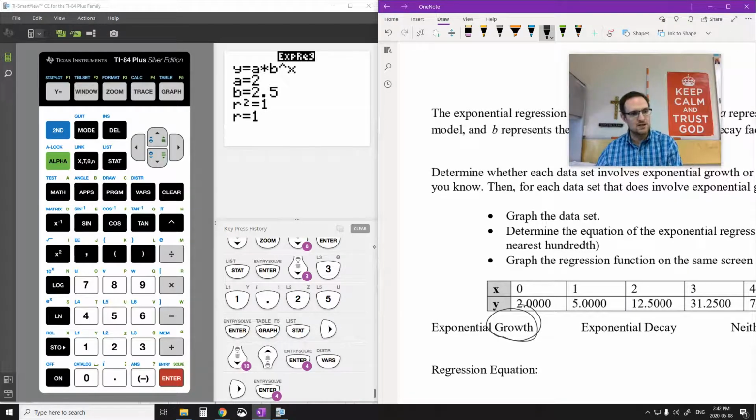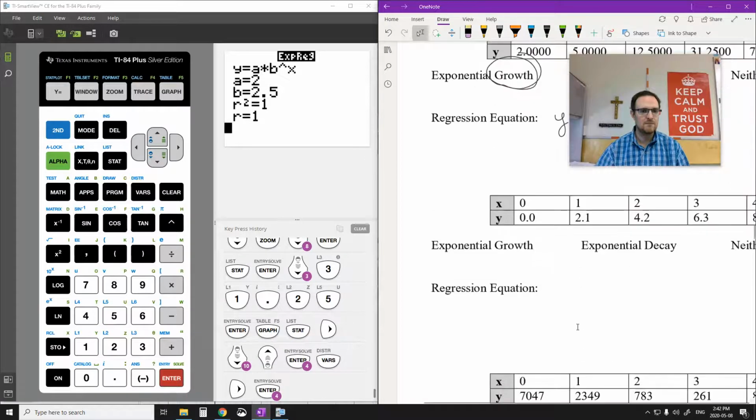And the regression here is going to be y is equal to, we got 2 times 2.5 to the power of x. And that's what that's saying. There's the A B to the power of x, and the A and the B here. Cool. So that one worked out.